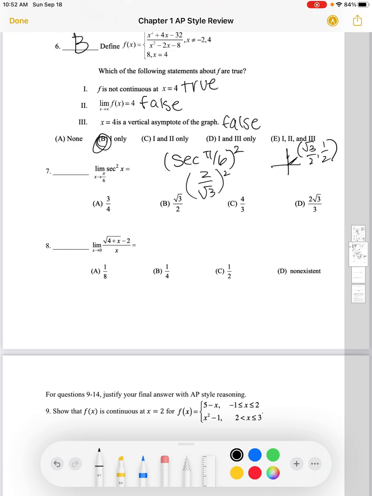And when I square a fraction, we square the numerator, so that's 4 divided by squaring the square root of 3 to give me 3. So 4/3 should be your answer for 7.